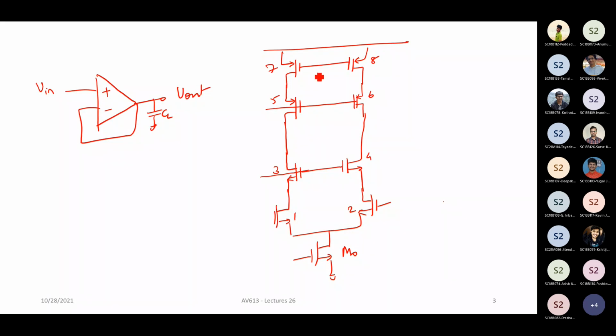Right. So let's say you have your output like this, right? This is your plus terminal, this is your V out terminal, this is your minus terminal. What happens when you do unity gain feedback? You're going to connect something like this. Let's say you have some load capacitance at the output, right? Now, if you do this, what is the range of voltages for which this can work?